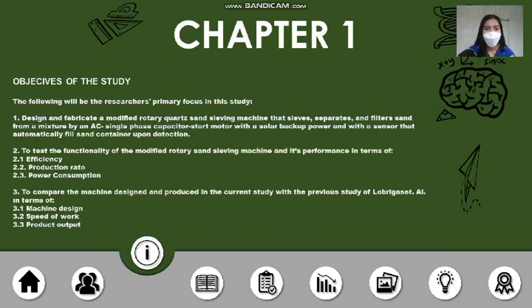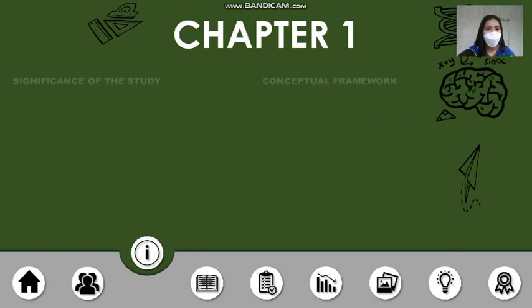First is to design and fabricate a modified rotary quartz sand sieving machine that sieves, separates, and filters sand from a mixture by an AC single-phase capacitor start motor with a solar backup power, and with a sensor that automatically fills the sand container upon detection. Second, to determine the functionality of the modified rotary sand sieving machine and its performance in terms of efficiency, production rate, and power consumption. Third, to compare the machine design produced in the current study with the previous study of Lubrigas et al. in terms of machine design, speed of work, and product output.